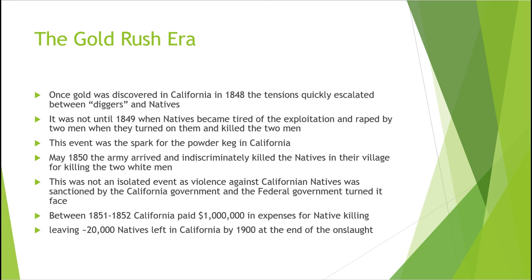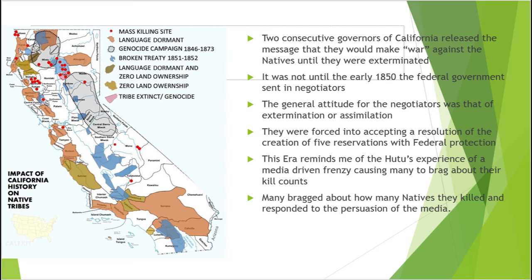Leaving approximately 20,000 natives left in California by 1900 at the end of the onslaught. As you can see on the image on the left, there is a vast amount of action that was carried out in this short period of time in California.